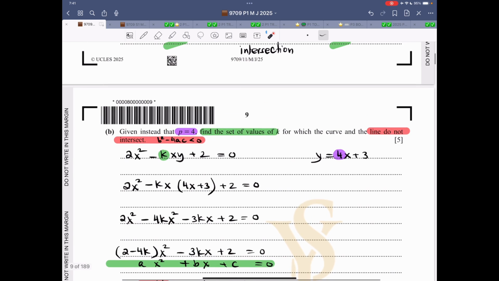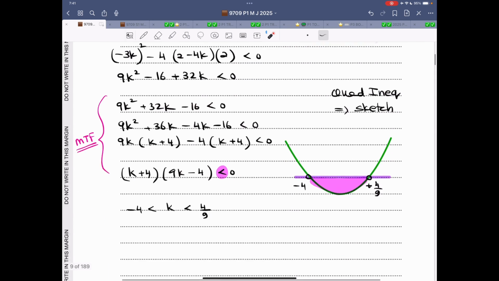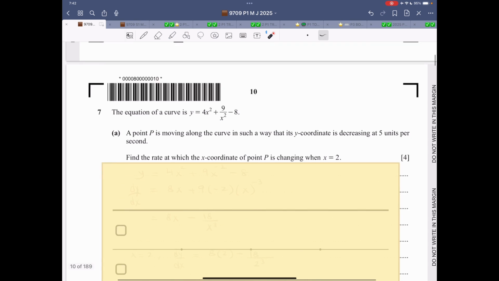So this is question B done. That's for 5 marks. Very simple thing, provided you know your basics.